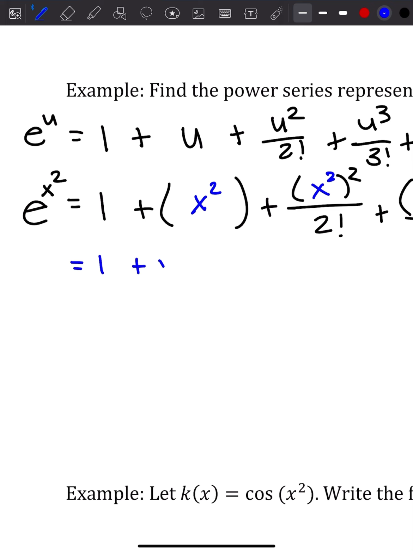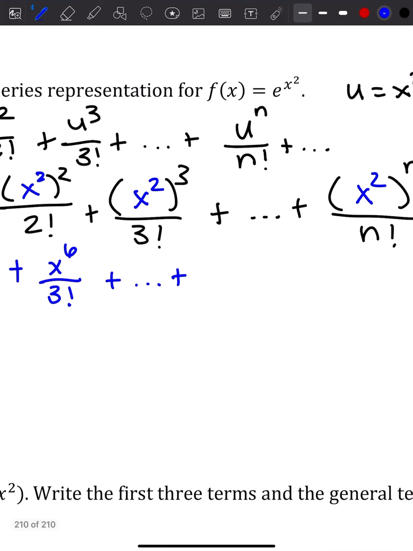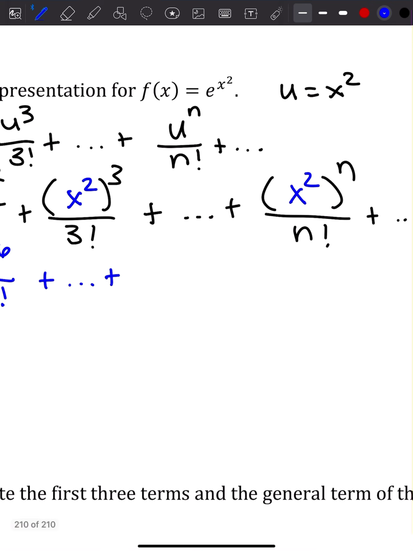1 is our first term, x squared is our second term. x squared squared gives us x to the 4th over 2 factorial, plus x to the 6th over 3 factorial. And we're adding every term together until we get to x squared to the nth power, so 2 times n: x to the 2n over n factorial. And we can see that pattern.